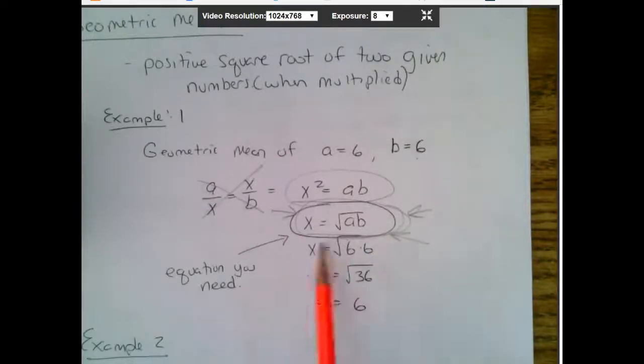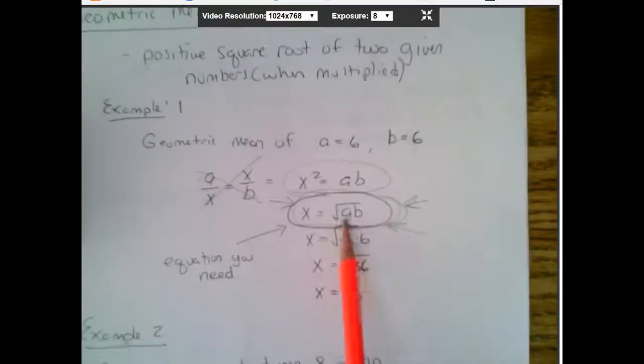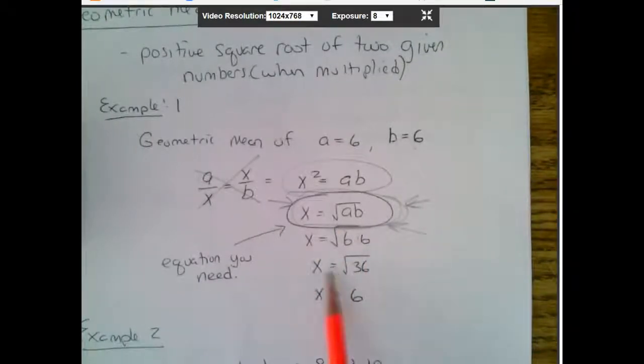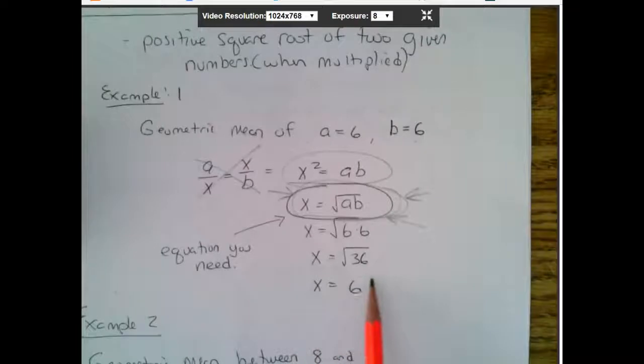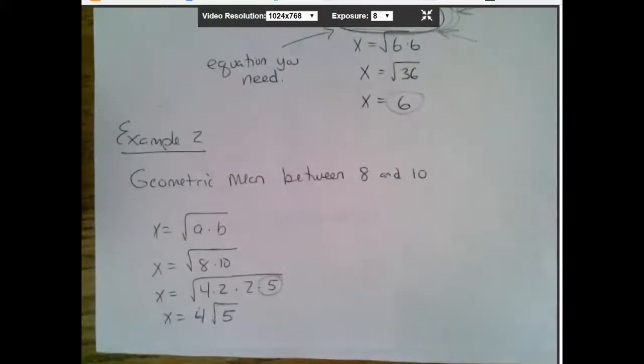Okay, then when we solve it out, sometimes we'll have a perfect answer, sometimes we won't. So x equals the square root of ab, x equals the square root of 6 times 6, x equals the square root of 36, and x just equals 6. That's a pretty easy one. It doesn't have to be that way though. It could come out a little more complicated. Let me show you a more complicated one here.